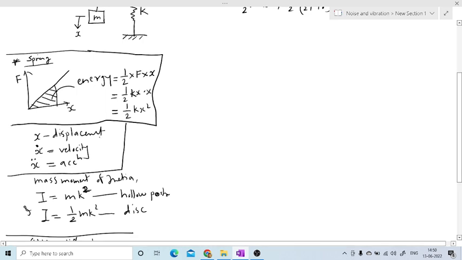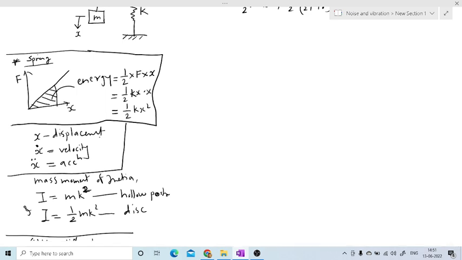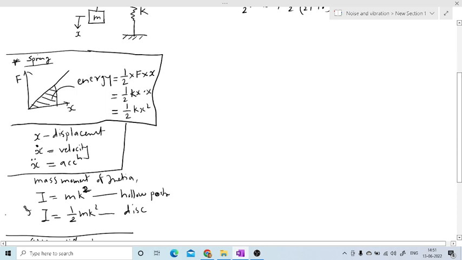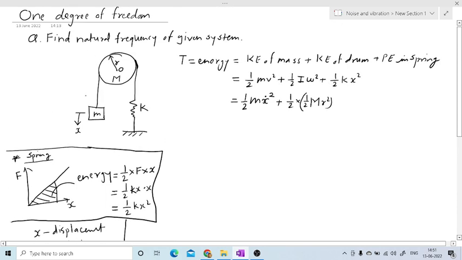Hollow portion means, suppose if I consider the flywheel, for flywheel we can write I is equal to mk square, but in the problem they have given us one disc. So for this disc if I want to write, then it will be 1/2 mr square. If it is hollow then it is mr square. If it is solid means disc, then it is 1/2 mr square. So I is replaced by 1/2 capital Mr square into omega square.